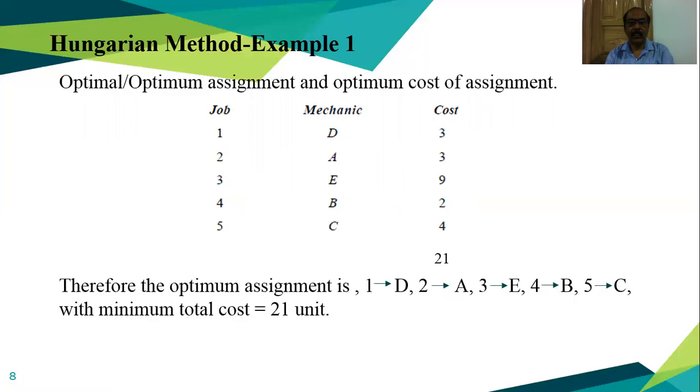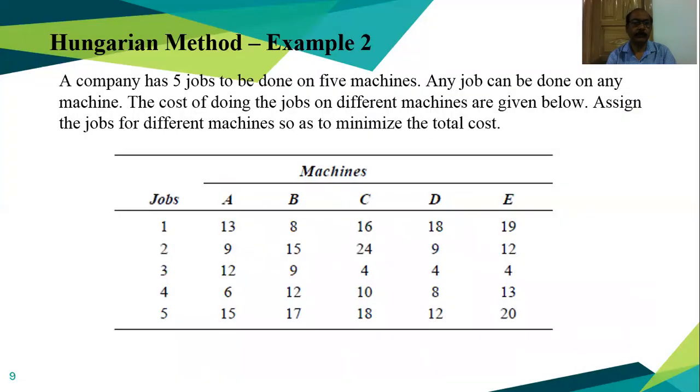Now we are considering another example. A company has 5 jobs to be done on 5 machines. Any job can be done on any machine. The costs of doing the jobs on the defined machines are given below. Assign the jobs to the machines so as to minimize the total cost.